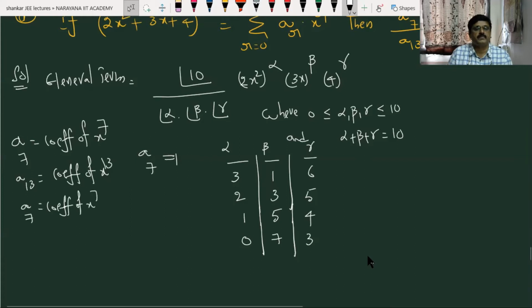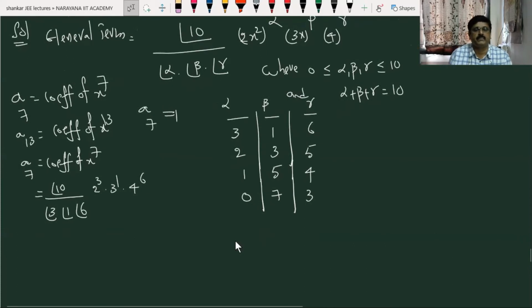coefficient of x power 7 is equal to, first row: 10 factorial by 3 factorial into 1 factorial into 6 factorial. If you keep 3 here, the coefficient is 2 cube into 3 power 1 into just 4 power 6. Are you getting it? Accommodate the values in the places of alpha, beta, gamma, students. It is 2 cube, 3 power 1, 4 power 6 over. Next, plus.